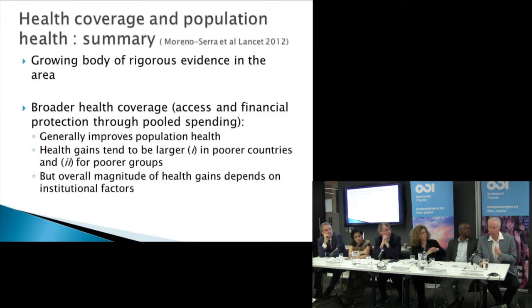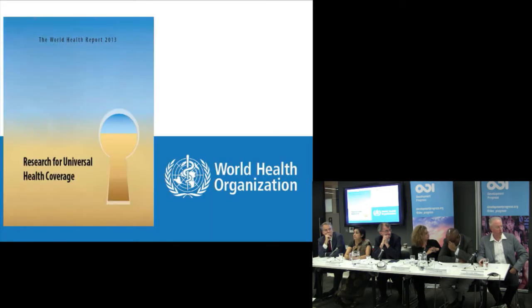But the evidence base is moving on, and there's a growing body of rigorous evidence in the area. There's an excellent article by Moreno, Serra and colleagues in The Lancet a couple of years back. And to summarize the evidence, it shows that broader health coverage, both access and financial protection through pooled spending mechanisms, does result in health gains. These tend to be larger in poorer countries and for poorer groups. So there's clearly some generalizable lessons there, but nevertheless there are institutional factors that modulate whether these strategies are successful in different countries, different settings.